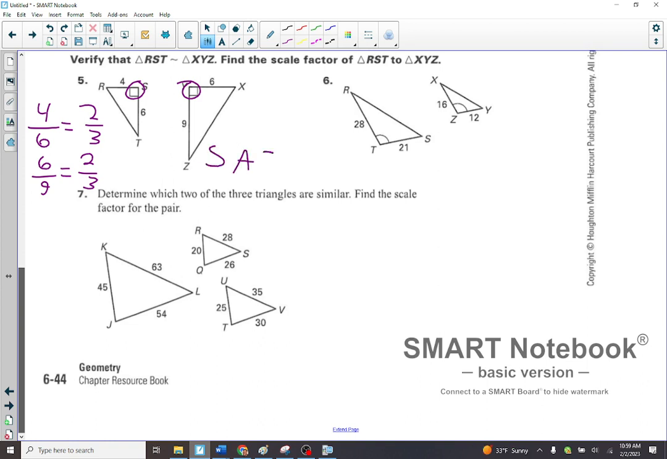How do you know the angles match exactly? They're both right angles in this case, or they have a tick mark. So yes, SAS, okay?